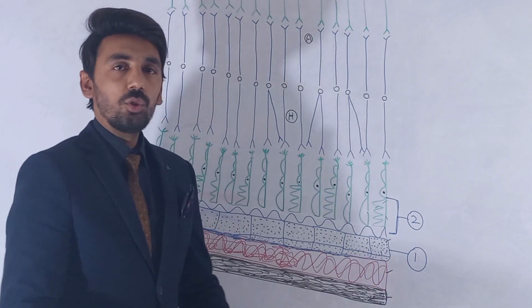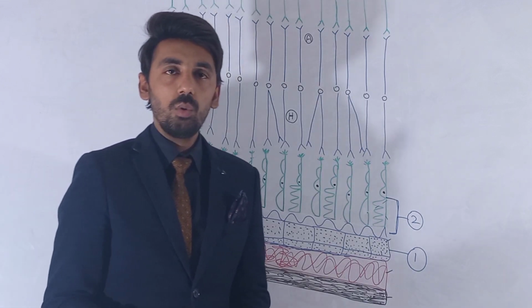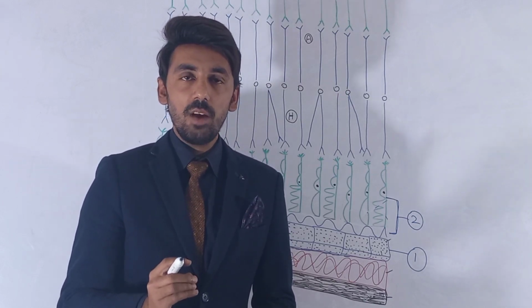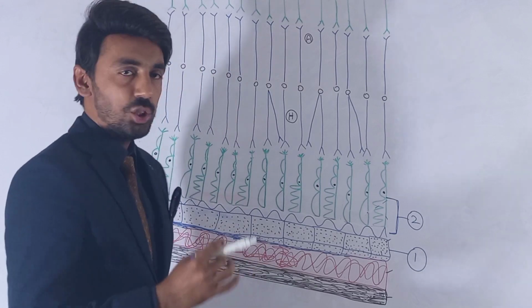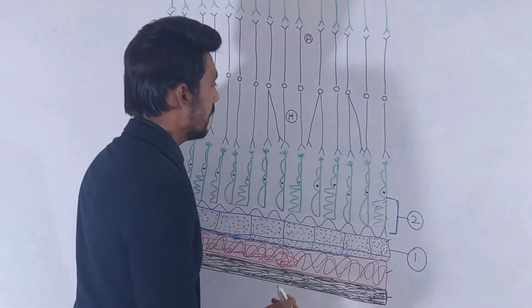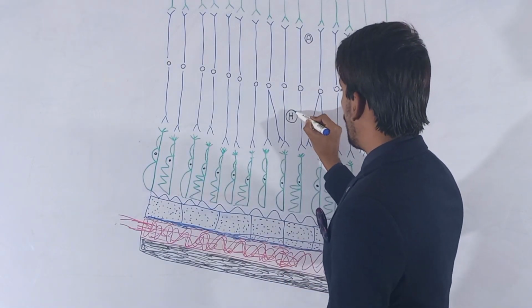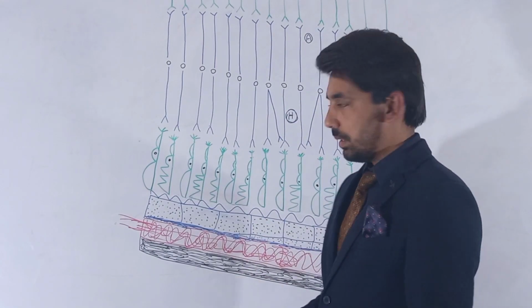And before discussing the further layers of the retina, we have to discuss the different cells of the retina, which are the most important cells. They have a major role in the conduction of the action potential. So the first cell is called the horizontal cells, right?